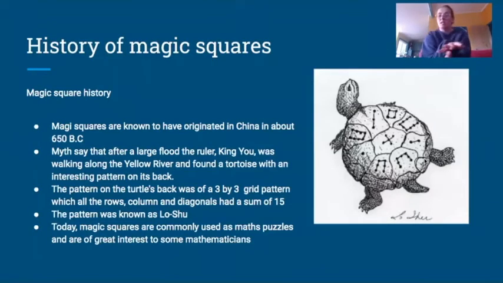The history behind magic squares can be traced all the way back to 650 BC, originating from China, where after a large flood, a ruler by the name King Yu found a tortoise and noticed an interesting pattern on its back, as you can see in the image below. This pattern displayed a 3x3 grid with rows, columns, and diagonals. This pattern was then called Lushu, and now these magic squares are used as puzzles today in maths.